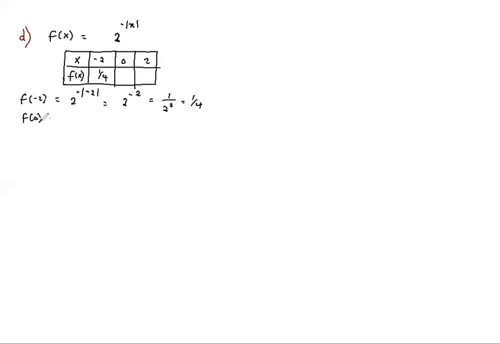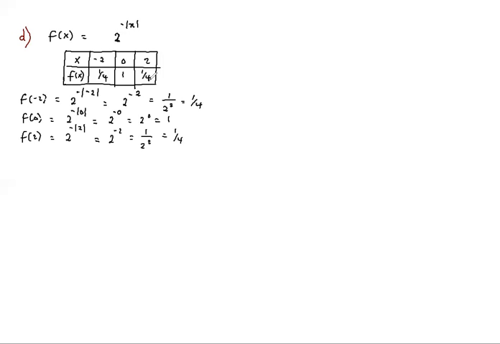F of 0: take 0 in the modulus. 0 is neutral, so the modulus does nothing to it. But when 0 comes out, it finds a negative, except that the negative also does nothing to it. So it just remains that, which gives us 1. What about f of 2? This will be 2 to the negative modulus of 2. It's positive, so nothing happens there. We just remain with that, which is 1 over 2 squared, which is 1 over 4. So again, 1 over 4.